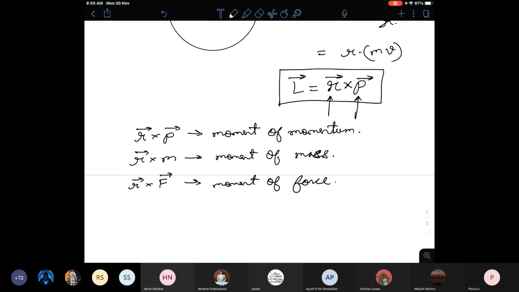So if you see, all these three are linear quantities. Whenever an r vector is cross multiplied with these linear quantities, the new term which is generated is called the moment of that linear quantity. Moment of momentum, moment of mass, moment of force.